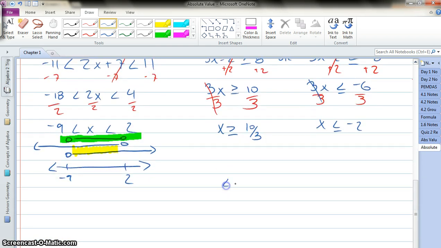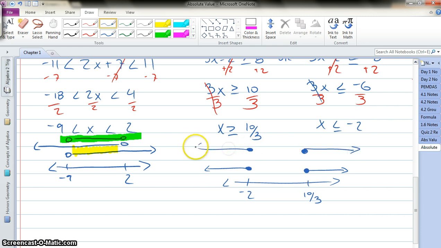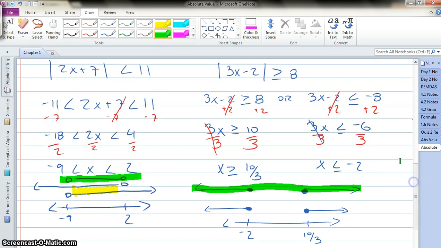So let's go ahead and graph our equation. Negative 2 is to the left. 10/3 is positive. We have a closed dot, greater than or equal to, heading to the right, and a closed dot heading to the left. So my solution is everything greater than 10/3 or less than negative 2 would satisfy my absolute value inequality. And again, you can always substitute your values in and check to ensure that you're correct.